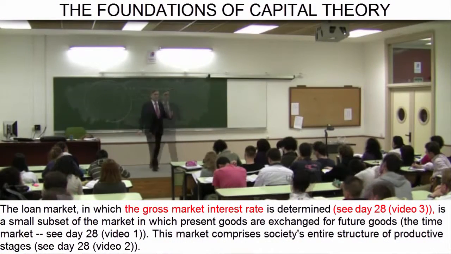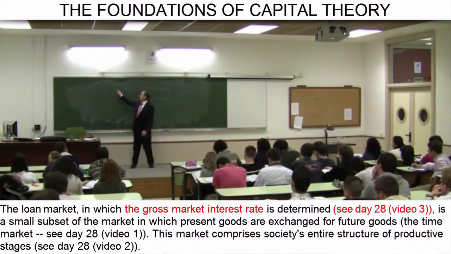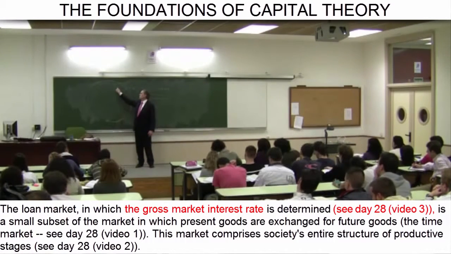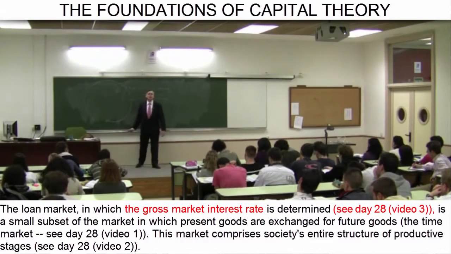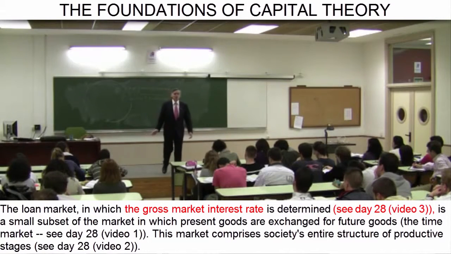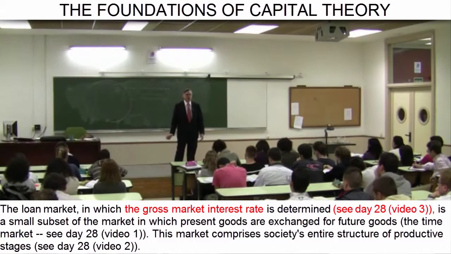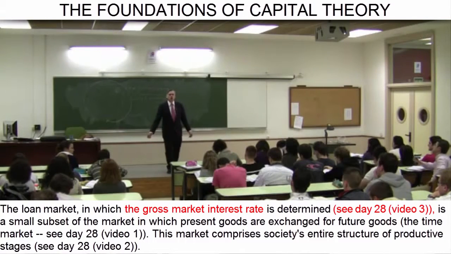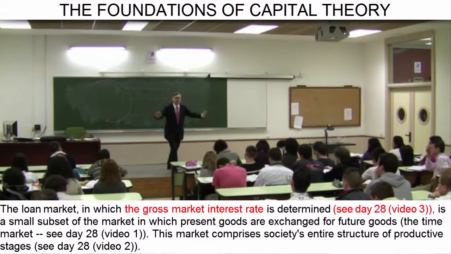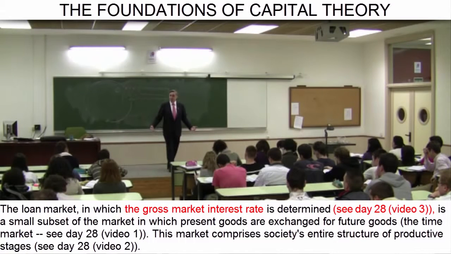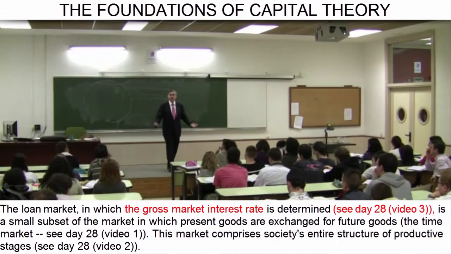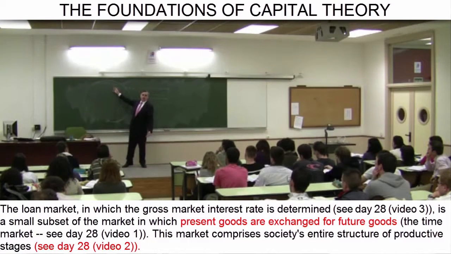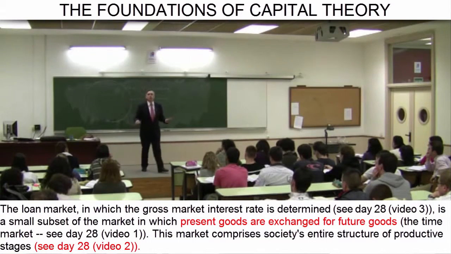The first directly observable figure in the market is the gross interest rate on loan operations. But, as we have said, these operations account for only a fraction of the time market. Despite appearances, if we add up all the loans in a society, they represent only a tiny fraction of the whole process in which present goods are advanced in exchange for future goods.